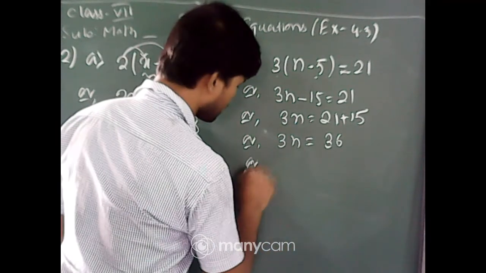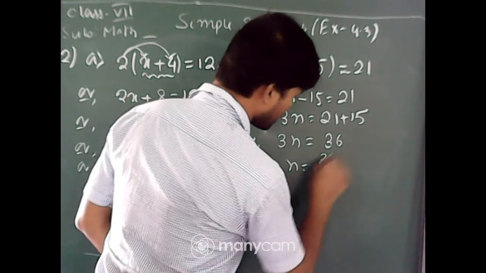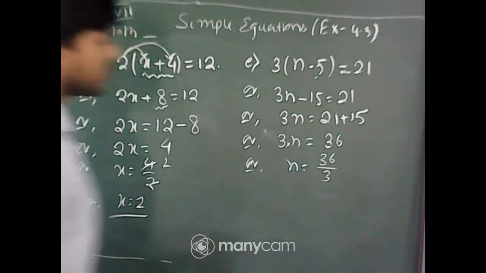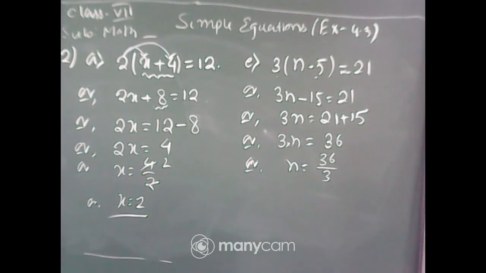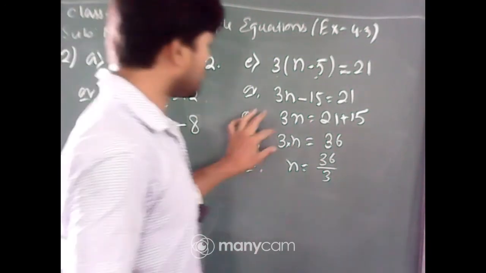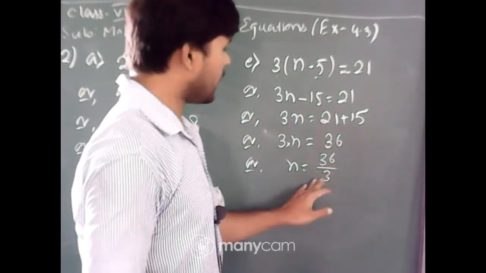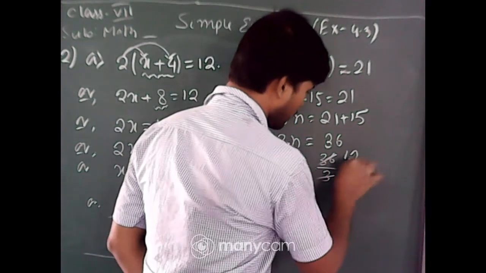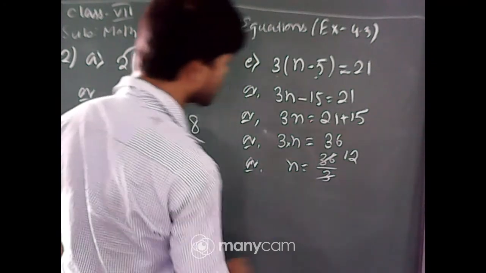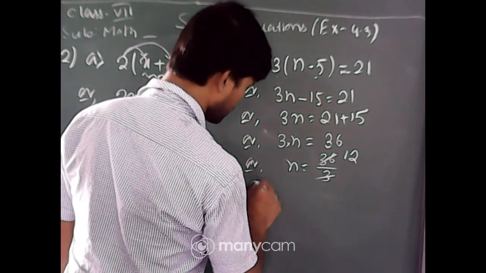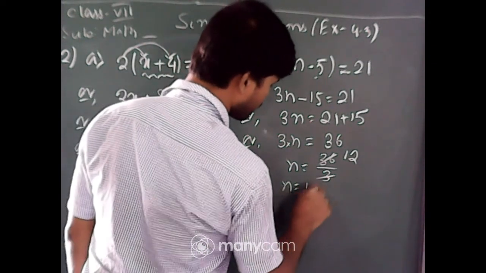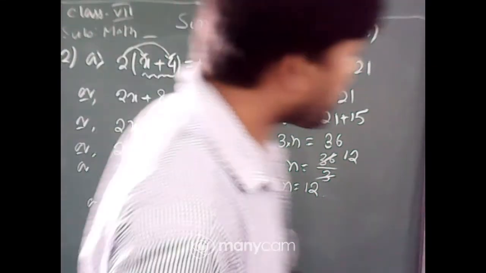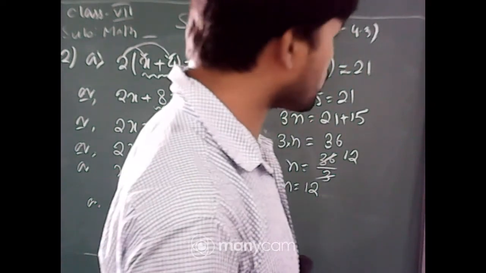That means n will be 36 by 3. Why by 3? Because the sign between n and 3 was multiplication. So when I shift this 3 from left hand side to right hand side, its sign will be changed into division. Now we know the table of 3, 12 3s are 36. That means n equal to 12 is the answer. Why is it minus 12?